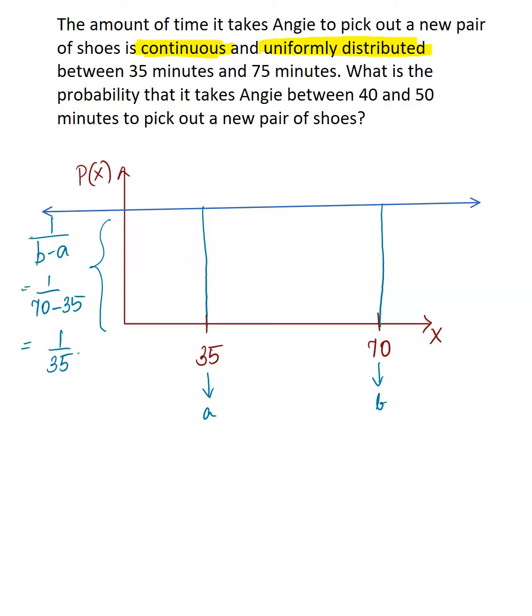Now the question actually goes further and says, what's the probability that it takes Angie between 40, somewhere here, and 50, somewhere here, minutes to pick out a new pair of shoes? So if I were to construct the region, or kind of describe the region here, it will be this shaded region. I need to find the area of this shaded region. Okay.